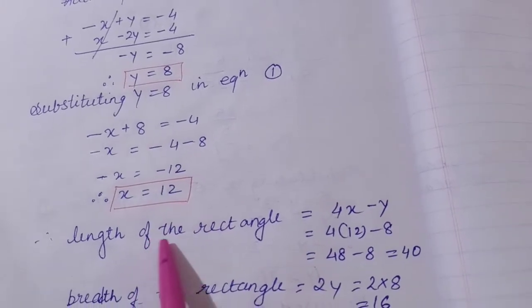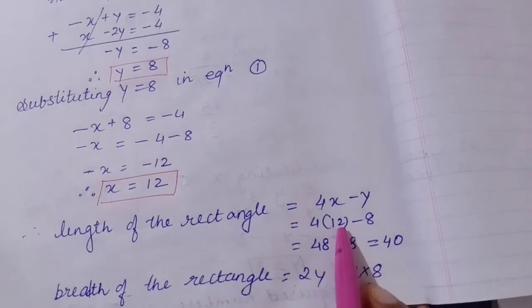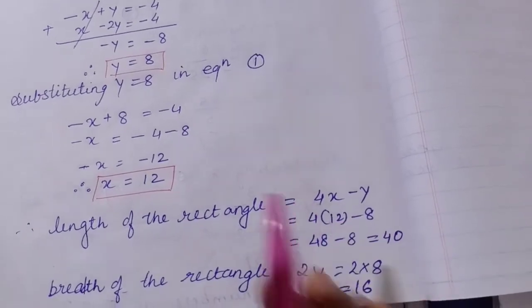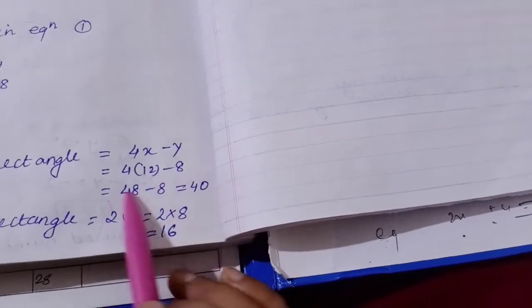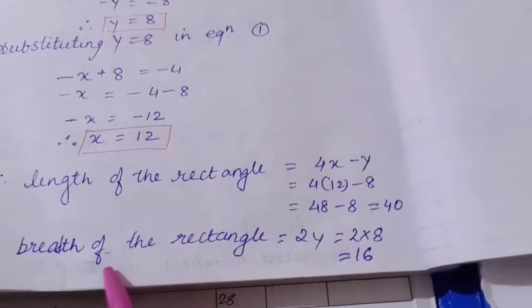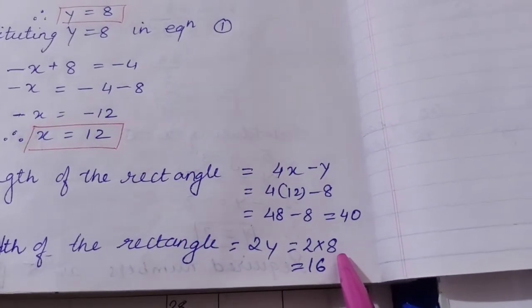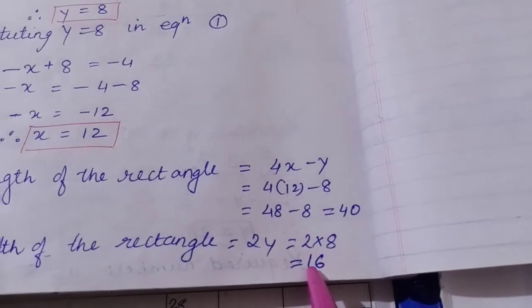The length of the rectangle was 4x minus y. So substituting the value of x in this equation, we'll get 4 into 12 minus 8. So 4 12s are 48, minus 8, we get 40. And the breadth of the rectangle was 2y. So substituting the value of y, we get 2 into 8 equal to 16.